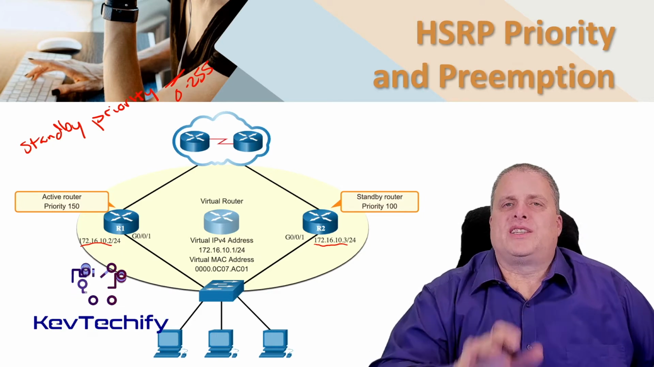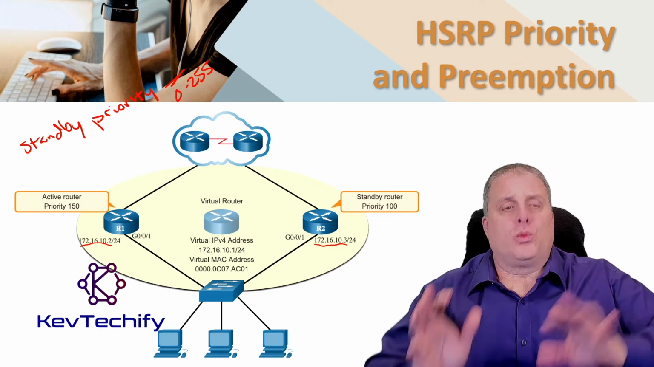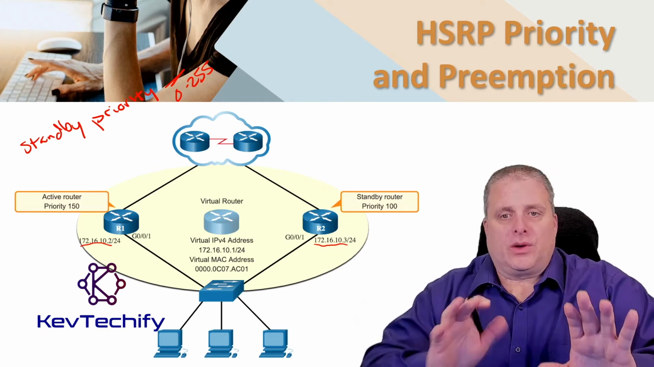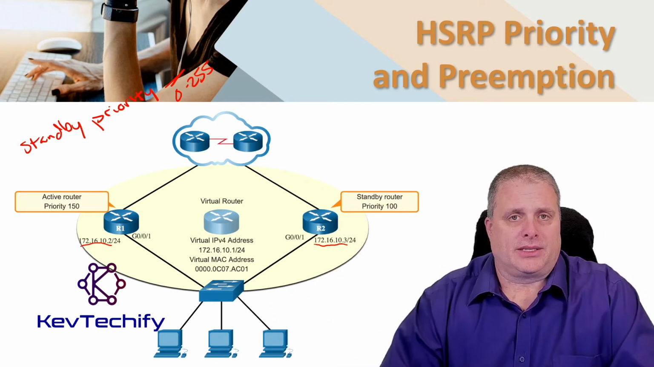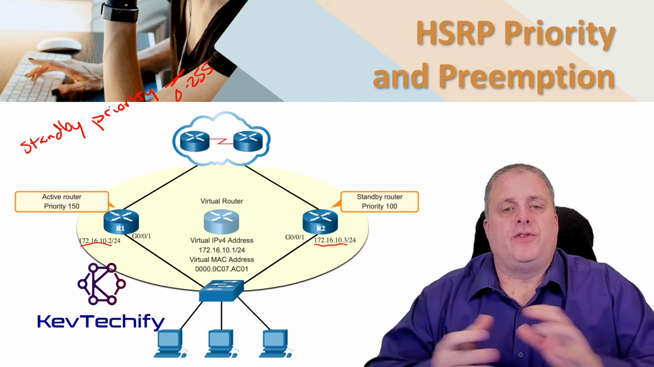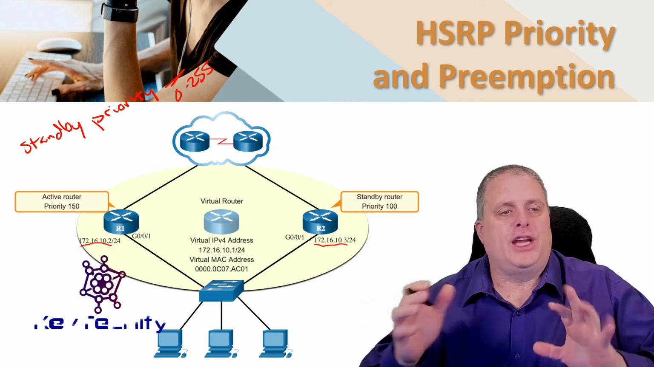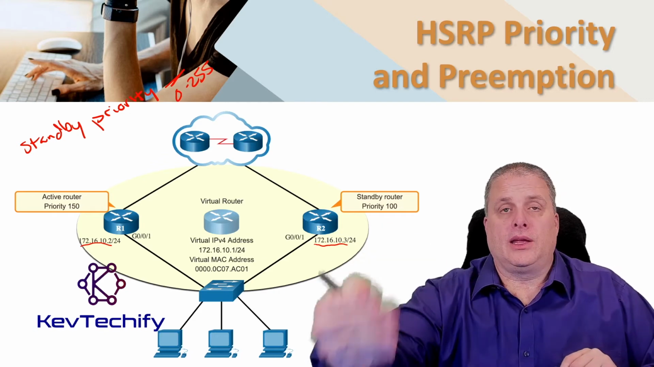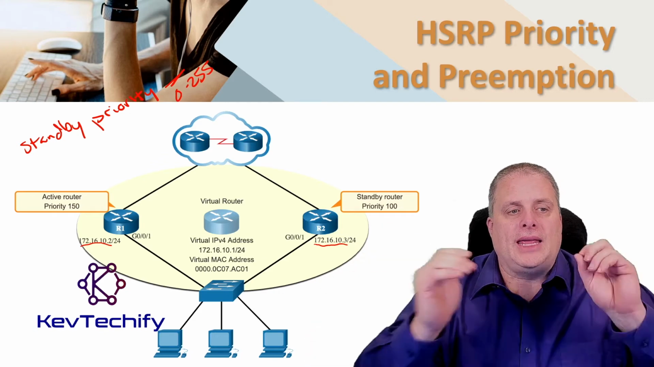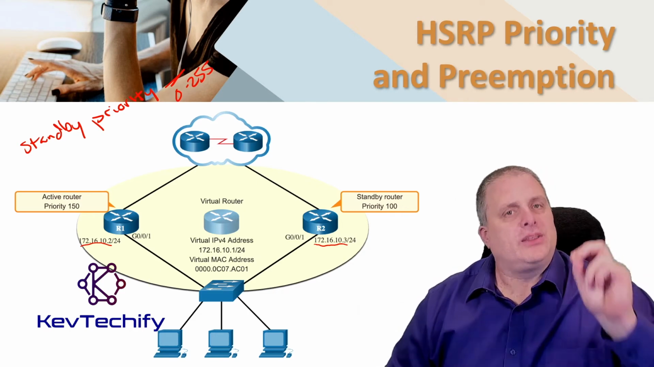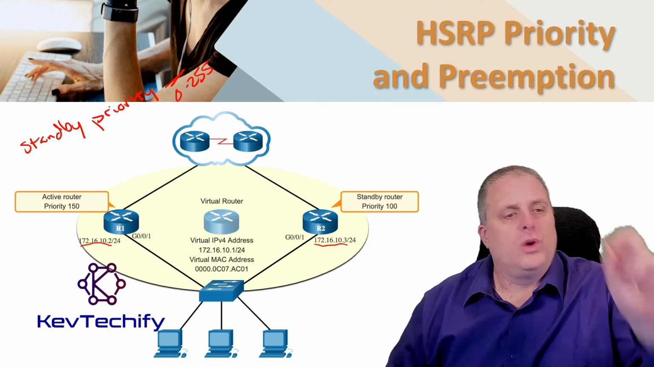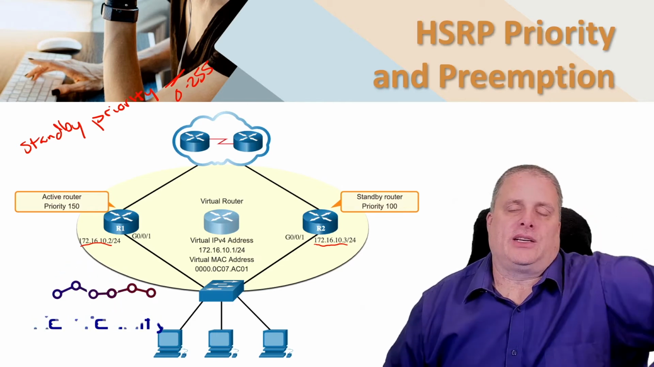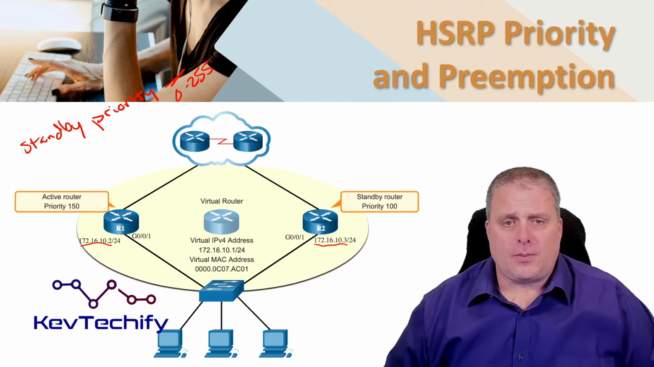When that election process happens, a router is designated as the active router and the rest of them are designated as standbys. After the election, if you bring another router online or if you change the priority of one of the standby routers to a higher priority than the active router, that first active router after that election will stay the active router until it fails.